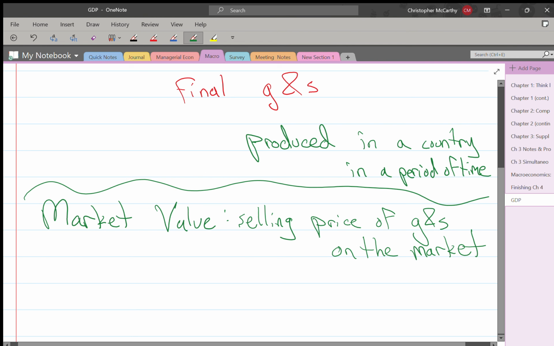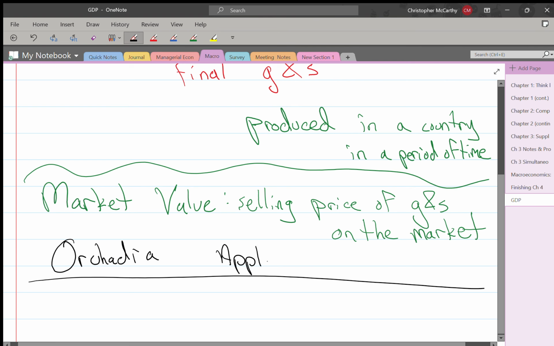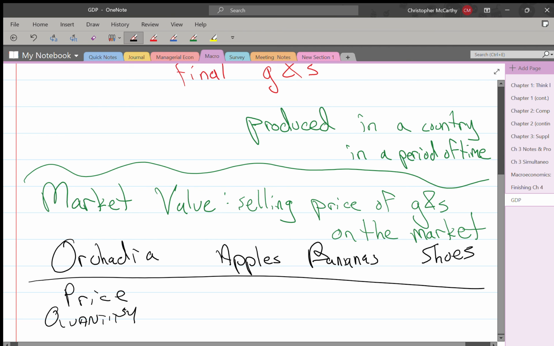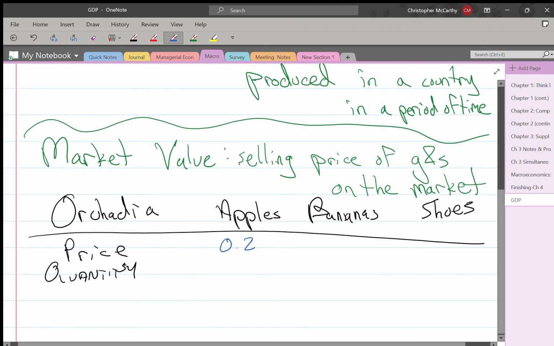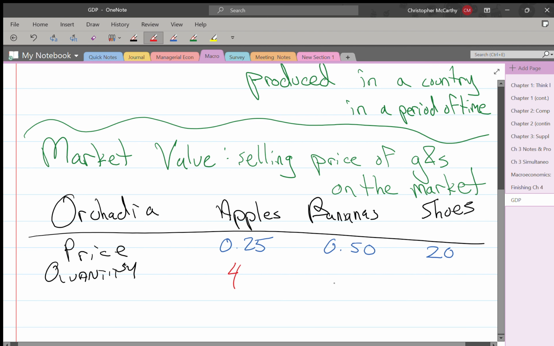So an example of this: the book talks about this fake society called Arcadia. And Arcadia produces apples, bananas, and shoes. And we're given individual prices and individual quantities. This will be the last thing, I swear. And so we're told that the apples are all 25 cents each, the bananas are 50 cents each, and the shoes are 20 bucks a pop. We're told that Arcadia produces, remember this is all production, 4 apples, 6 bananas, and 3 shoes.